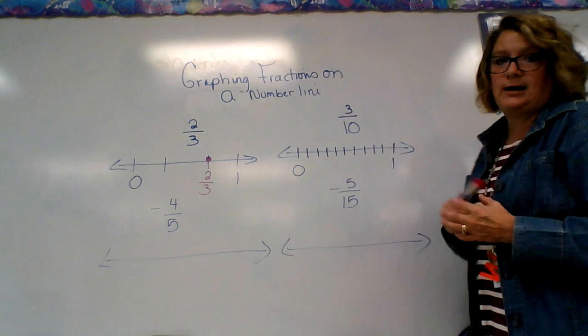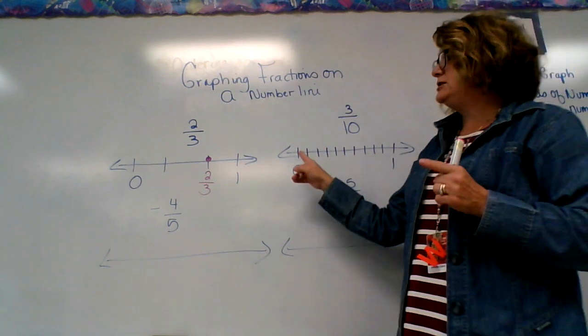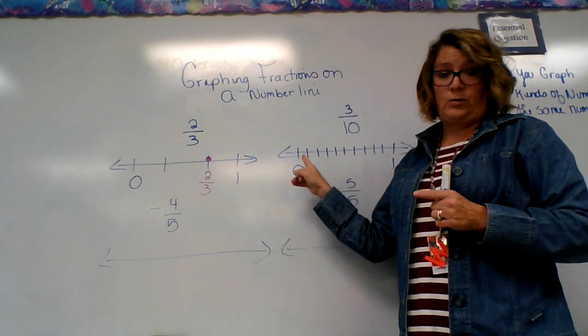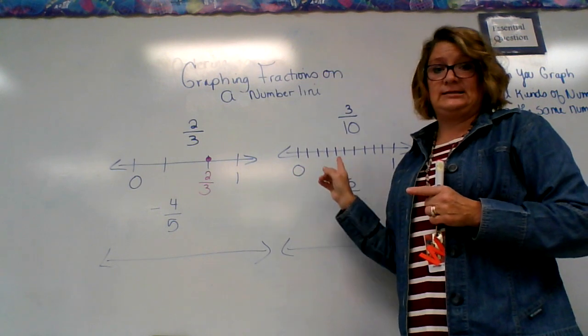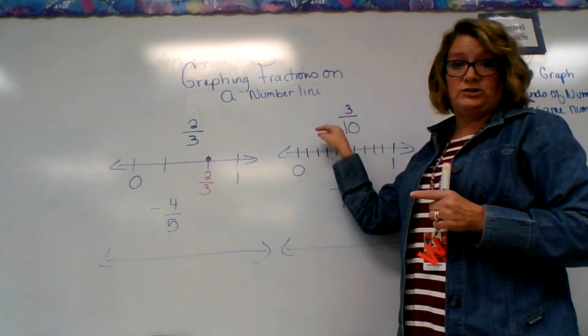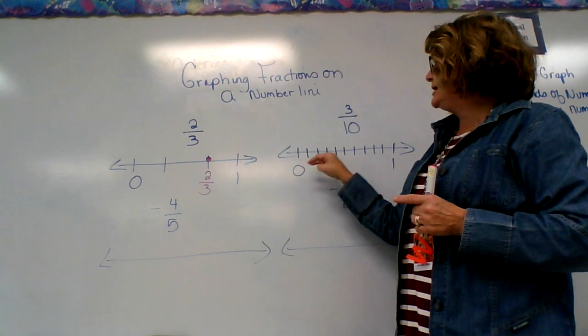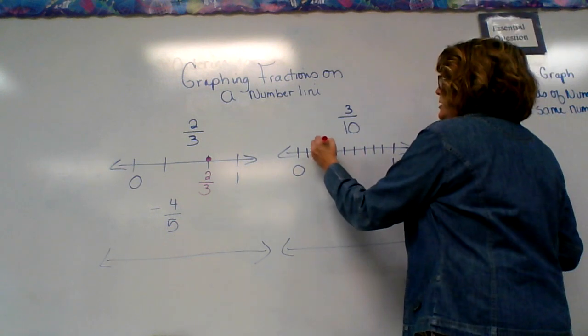So I'm at the point now where I need to see where 3/10 is going to fall. Well, you know that you need to start your graph at 0. Okay, you need to start your counting at 0. So I go to 0 and I am counting and I'm going to graph 3/10. So I'm going to count. This is 1/10, 2/10, 3/10 right here.